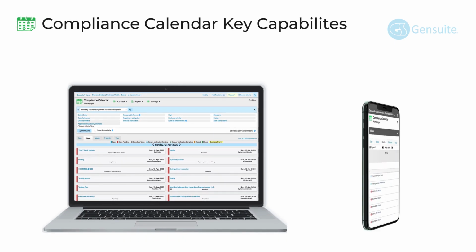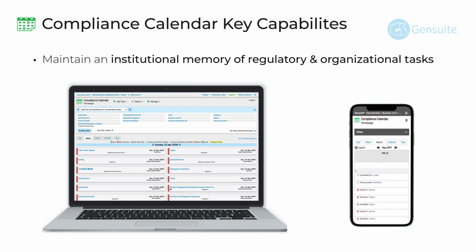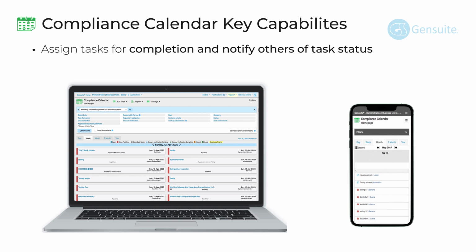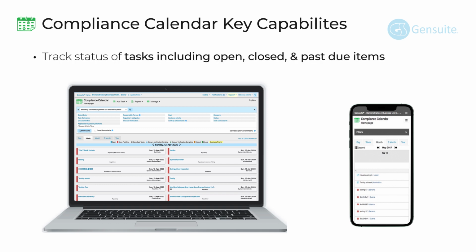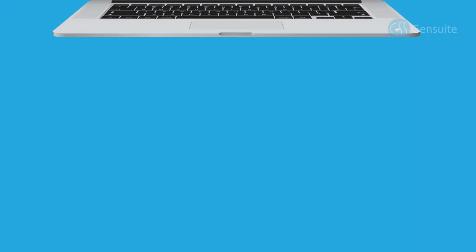The key capabilities of Compliance Calendar are the ability to maintain an institutional memory of regulatory and organizational tasks, the ability to assign tasks for completion and notify others of task status, and lastly, to track status of tasks including open, closed, and past due items. Let's jump into the Compliance Calendar module to uncover its capabilities and why our subscribers use it.